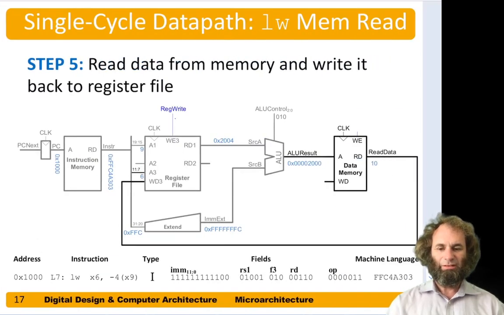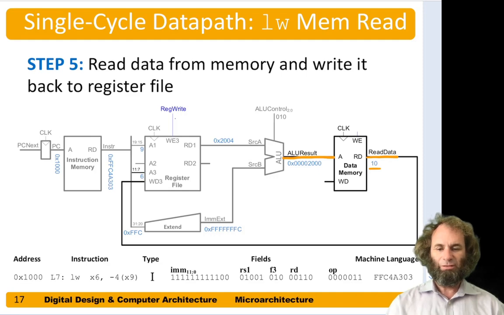Next, we need to read data from that address. So let's hook up ALU result to the data memory. We're putting in 2000 as the address to the data memory. Data memory looks in there and it comes back with whatever value is at that address. Let's suppose the value happened to be 10. So now we'll put 10 on the read data bus.